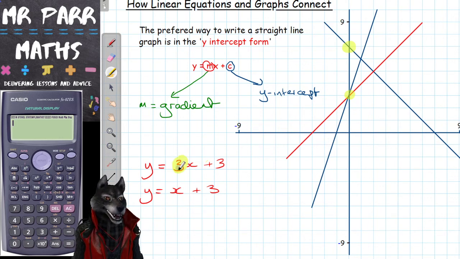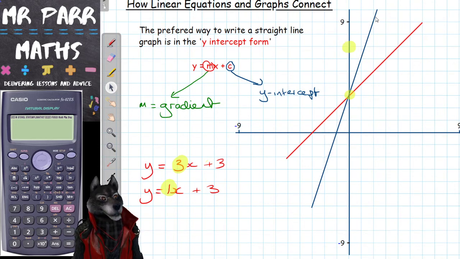Now this has a gradient of 3, and whilst this doesn't have a number here, I know that that is a 1. We haven't written it there, it's an invisible 1, but it's still there. So 1x and 3x, so which one's steeper? One line is steeper than the other out of these two. Let's get rid of that other one so we don't confuse things.